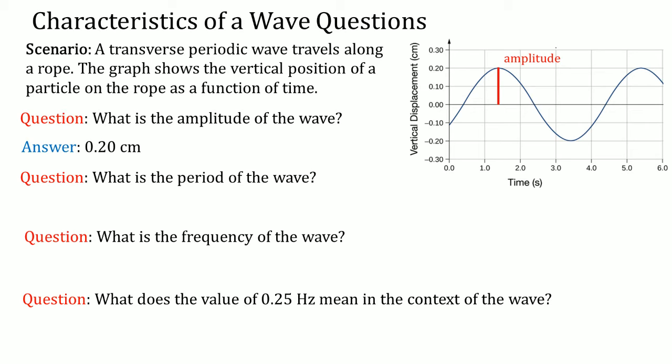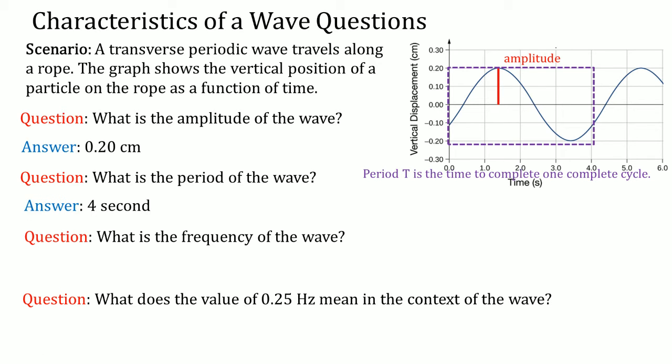Next, what is the period of the wave? And we know that the period T of the wave is the time to complete one cycle. That is one complete cycle when it starts down here, goes up, down, and goes back to that starting position. That time would be 4 seconds. So here we would say that the period is 4 seconds because that's how long it takes to complete one cycle. Likewise, what is the frequency of the wave?